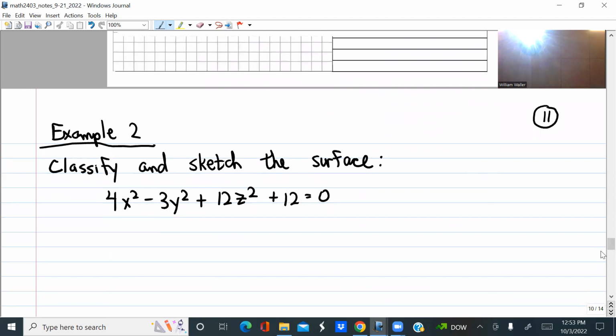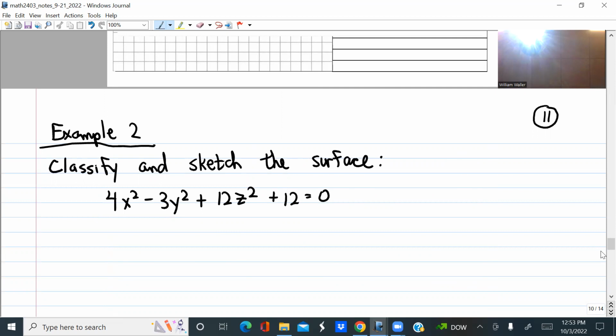So this says sketch the surface. We're not going to try to sketch the surface, but let's see if we can figure out what sort of surface we're going to get. And then we'll look at a sketch here and see if it comes right. Okay. So see, this is second degree, right?